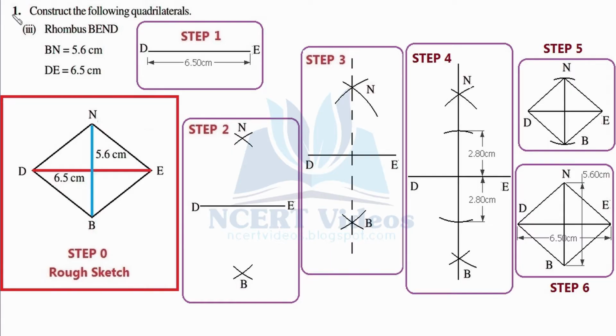Mathematics Class 8th, Chapter Name Practical Geometry, Exercise 4.2, Chapter 4. Here we are on the last part, that is the third part, of question number first, and we need to construct a rhombus whose name is BEND.